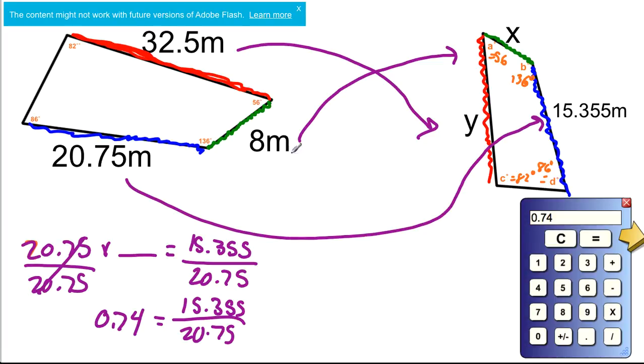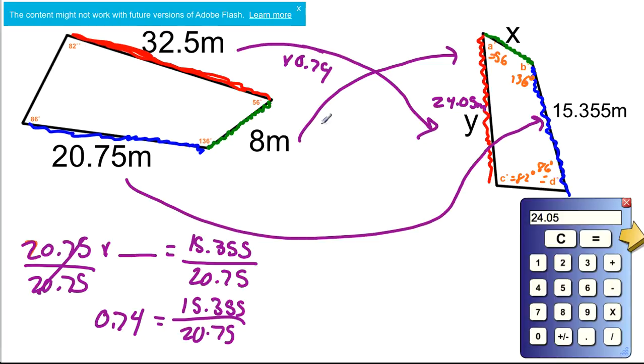And I can use the same scale factor to find my y value. So I know I multiply 32.5 times 74 hundredths. So when I directly multiply that, I get that my missing side over here, y, is 24 and 5 hundredths meters.